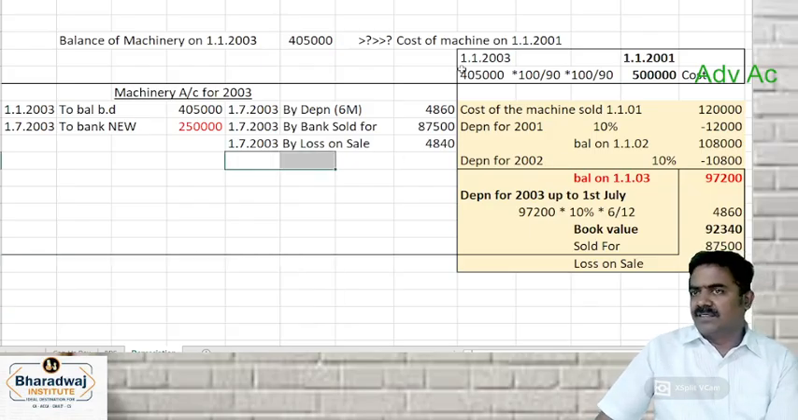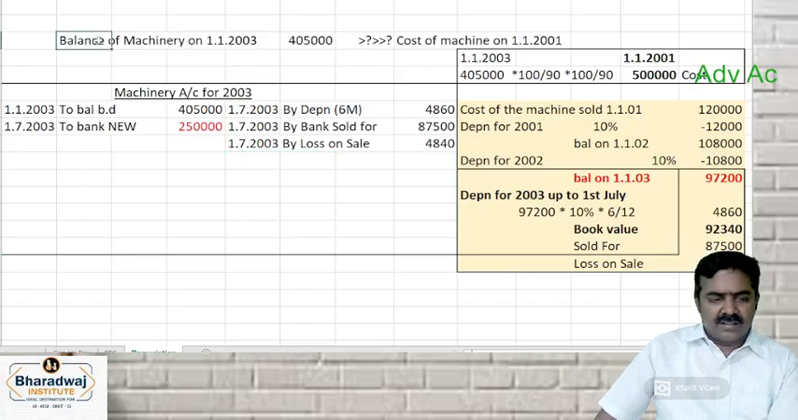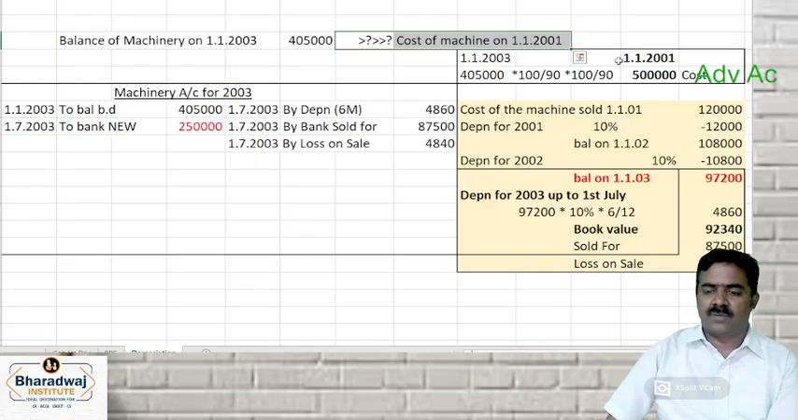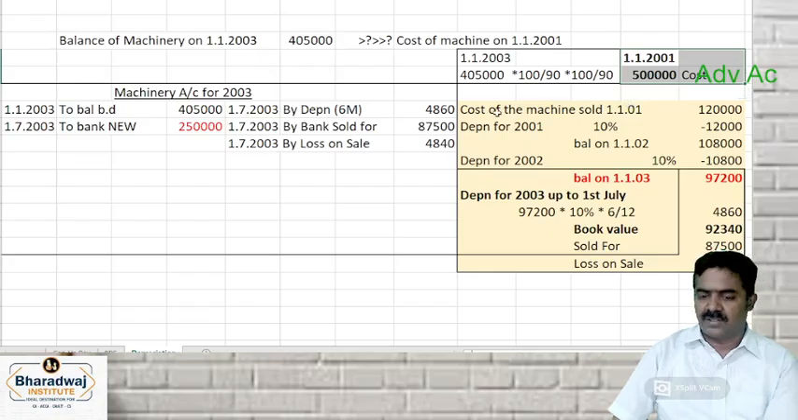Are you clear so far? Balance is given on 1/1/2003. We are going 2 years reverse. Why are we going 2 years reverse? We want to find out the value of the asset on 1/1/2001 to change the method of depreciation.